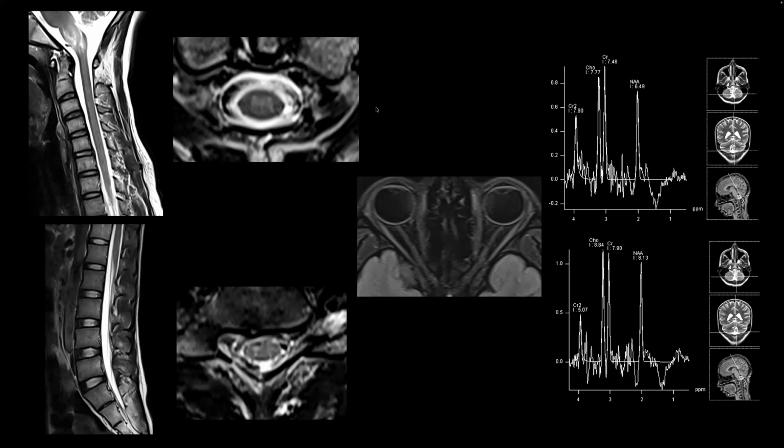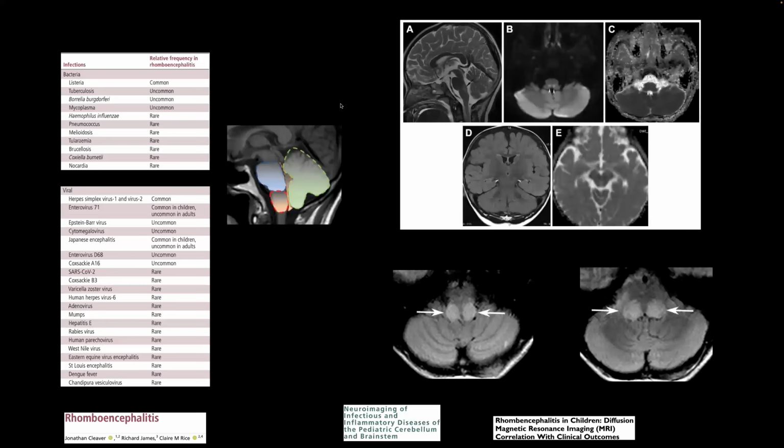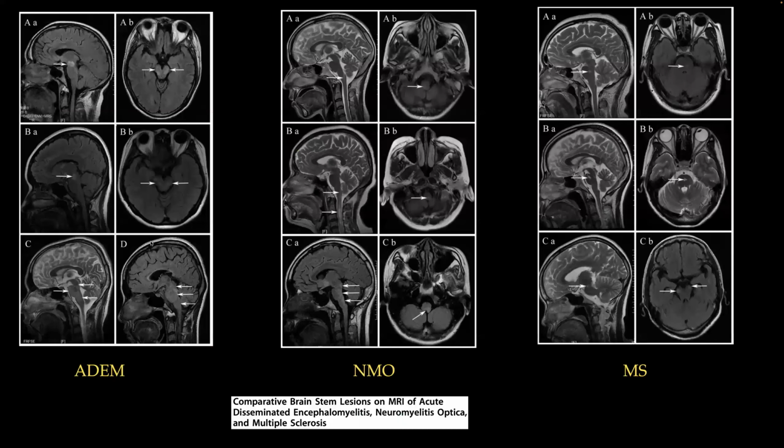Based on that, I have possible rhombencephalitis, but the child was relatively neurologically well. So that is a possibility on the imaging. Another possibility was demyelination, and these are different areas involved in the various demyelinating disorders.